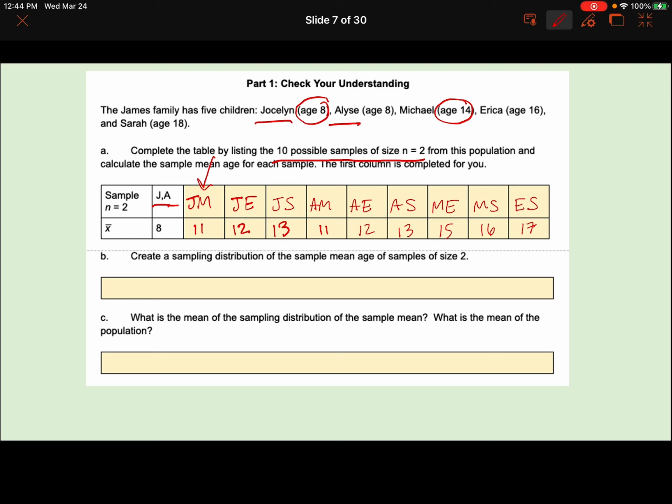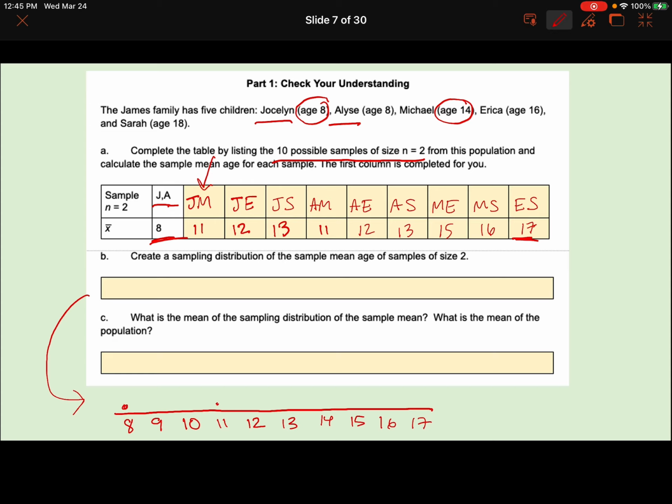All right. Here, for B, it's asking us to create a sampling distribution. This is going to look like a dot plot of the sample mean age of samples of size 2. All right, so I'm going to sketch mine out down here, I suppose. It looks like my lowest mean is 8, my highest mean is 17, so I want to make sure I have space for all of that on my dot plot. And you can certainly use Statplet for this, that's totally fine. All right, so I'm going to go ahead and sketch this out.